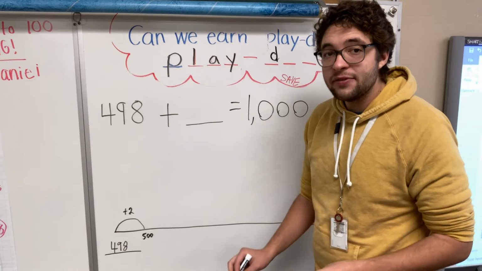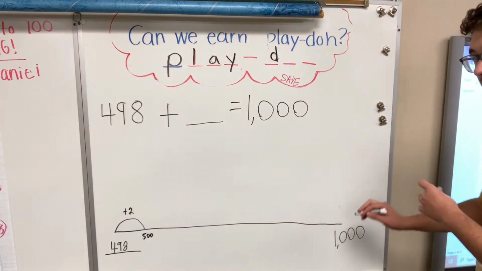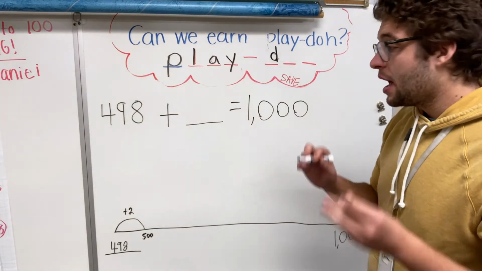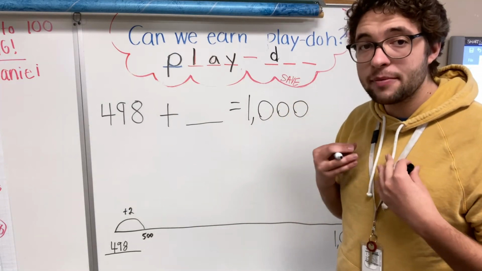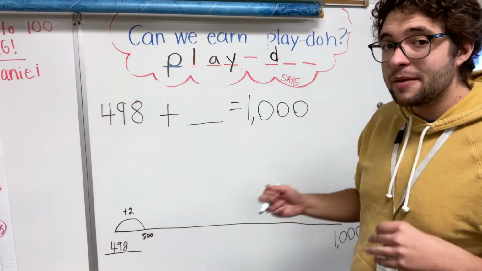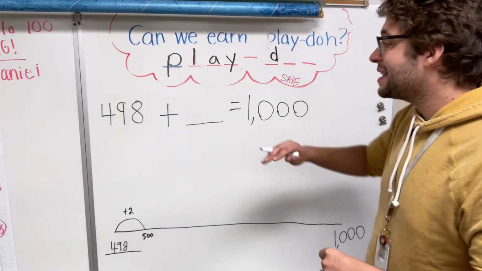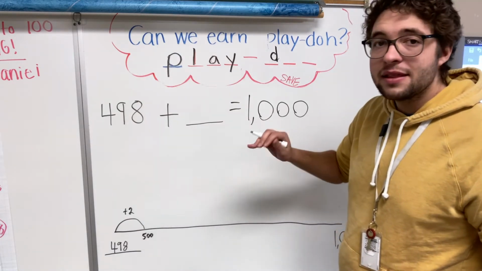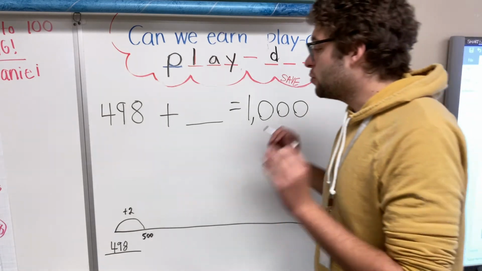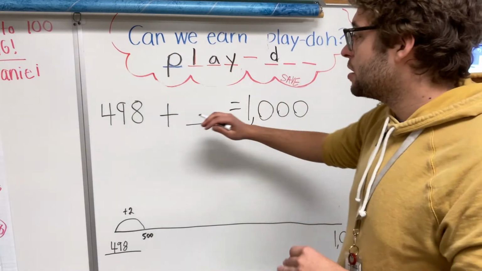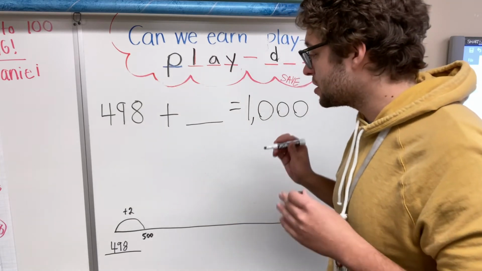Now I have an even 100 that I can work with that will get me all the way to 1,000. I'm just going to count by 100s because that's easier for me. That's the jump that I'm going to use. Your jumps might be different. As long as we get the same answer at the end, that's the most important thing. So your jumps might be different than your neighbors, but you want to make sure that you're getting that same result at the end. So I'm just going to take it by hundreds.